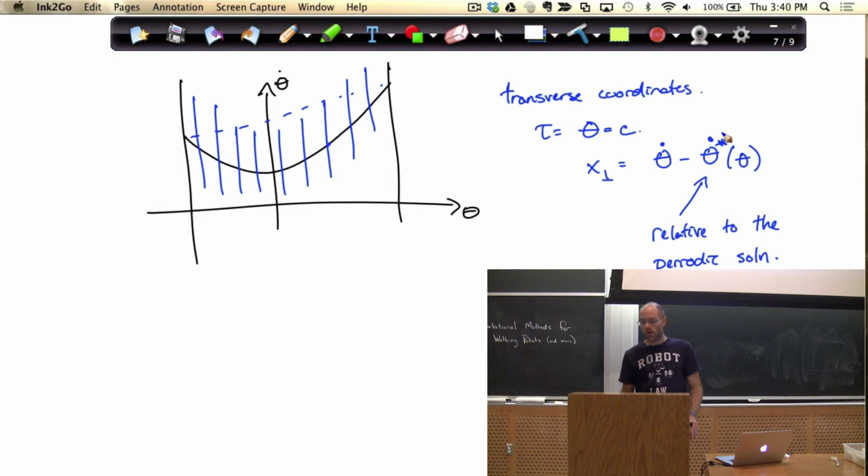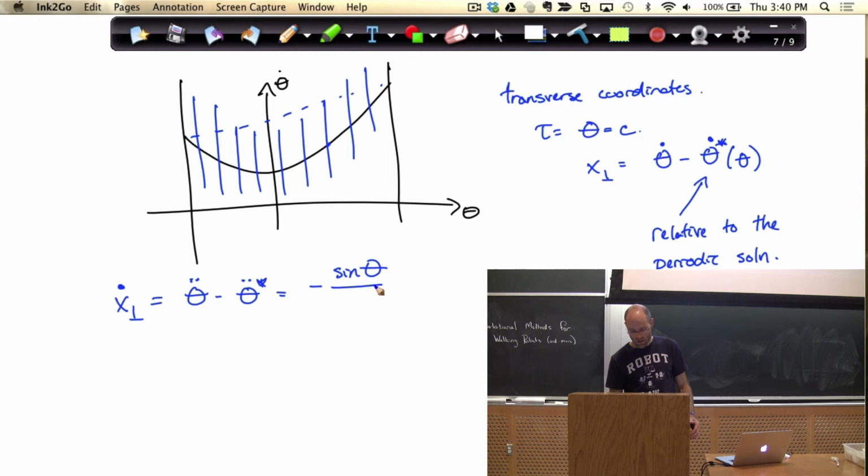It turns out you can just differentiate that and insert my dynamics. To write down my x perp dot is just going to be theta double dot minus theta double dot on my nominal coordinates, which turns out to be something simple. And shockingly it is coordinate dependent. It's time varying, sort of linear already. I don't have to take a linearization.